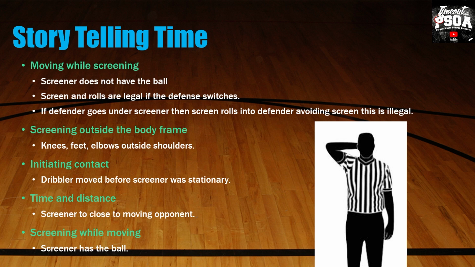All right, so when we have an illegal screen, we are going to tell the story by the signal first, blowing our whistle with a raised arm, closed fist. Foul. What type of foul? Team control foul. Well, this could be a charge, this could be a push, this could be a lot of things, but we have to tell the story that it is actually a screening team control foul.